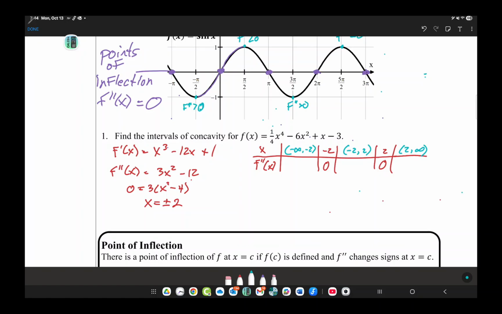So you're going to plug these values into the second derivative. Again, we can pick any point in these intervals. It could be big or small, it makes no difference. Let's say I plug in -3 in here. That's going to give me 9 minus 4, which is 5, and 3 times 5 is a positive 15. So that is positive, which means it is concave up.